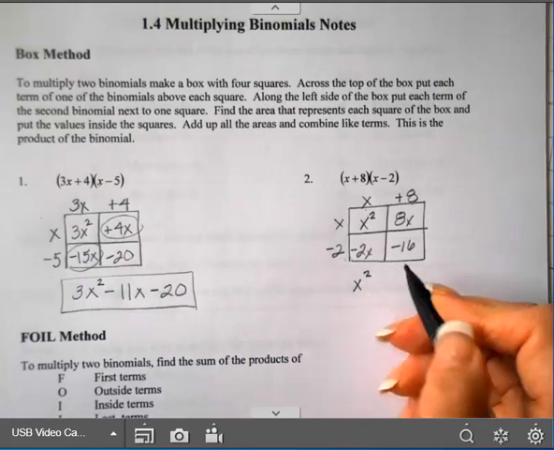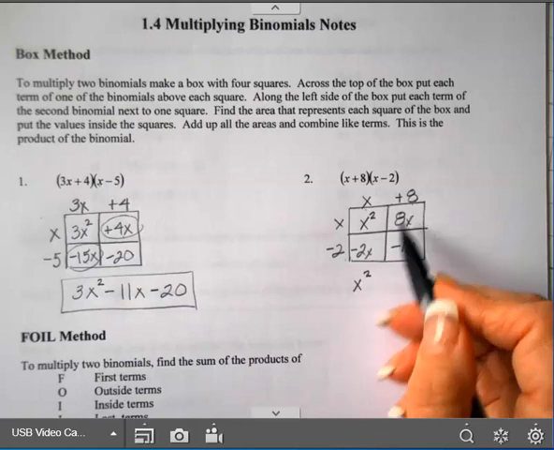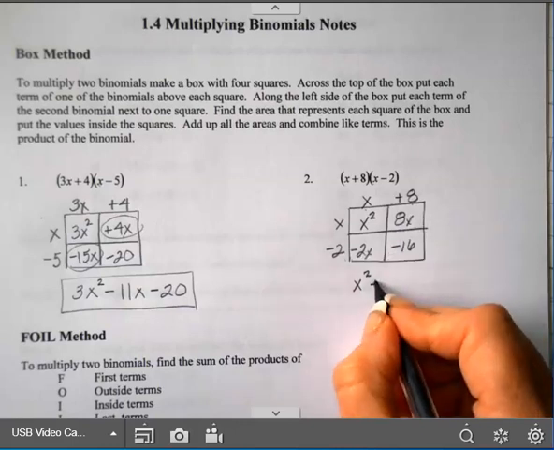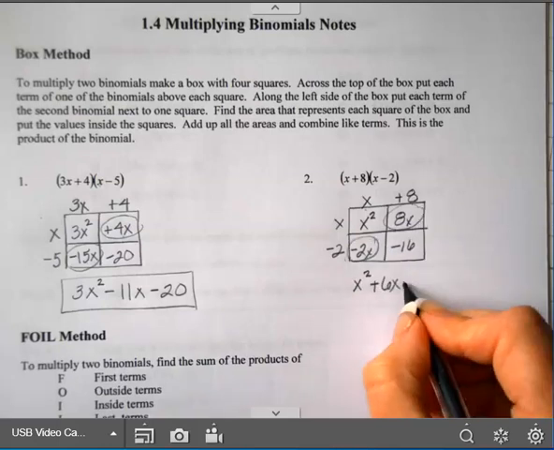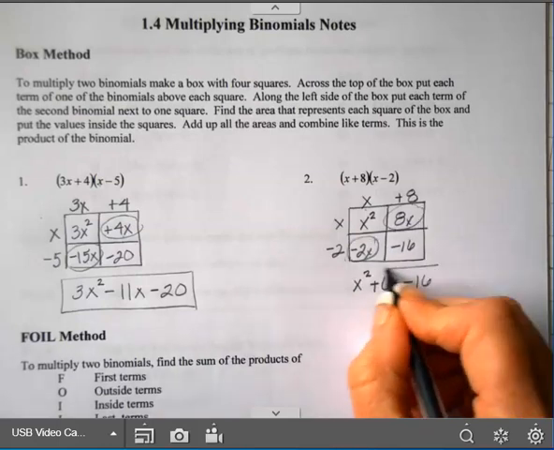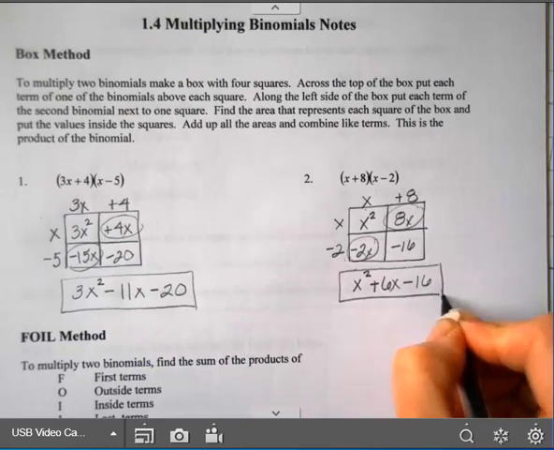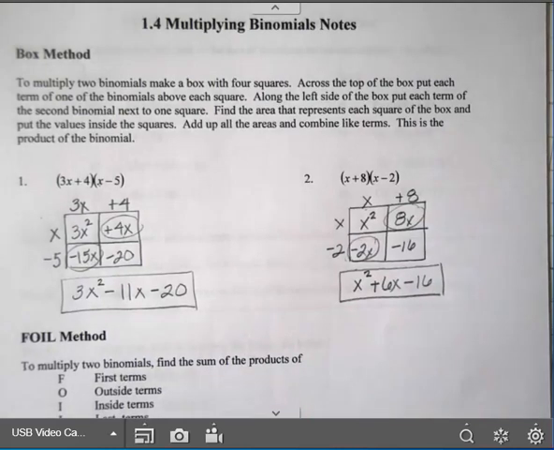This becomes x squared. Combine your like terms, so that's going to be plus 6x, 8x minus 2x. Then minus 16. And that is your box method.